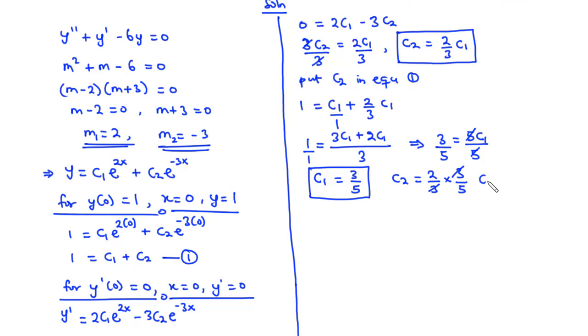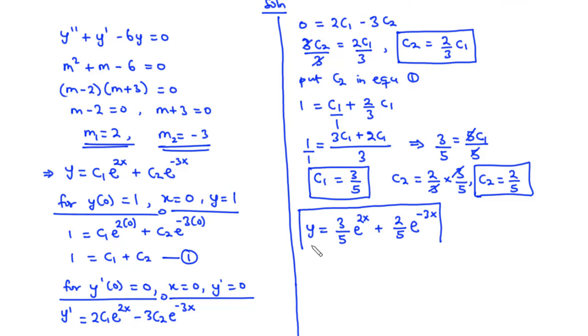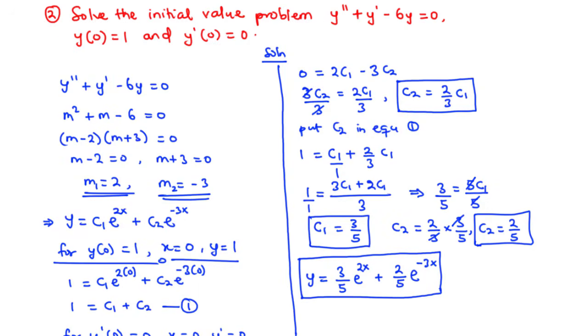We are left with C2 equal to 2 over 5. So this is the value of C2. Now we can write the particular solution. That is, y equals C1, which is 3 over 5, times e to the power 2x, plus C2, which is 2 over 5, times e to the power negative 3x. So this is the particular solution of this differential equation given the initial conditions.